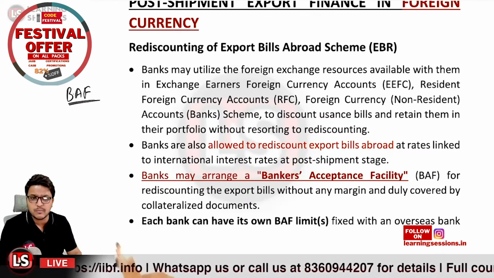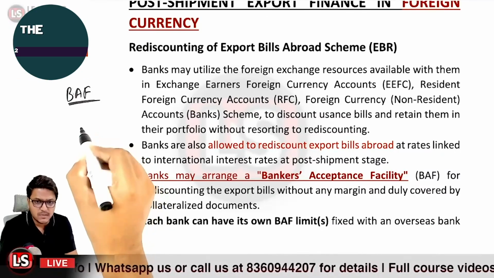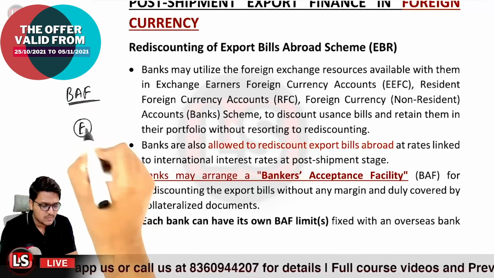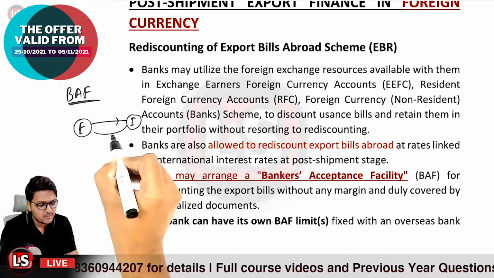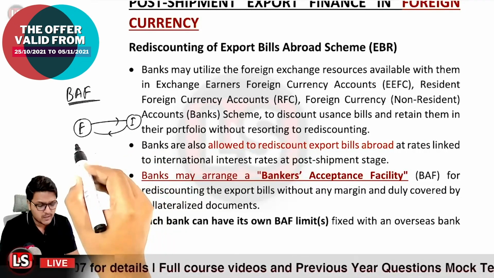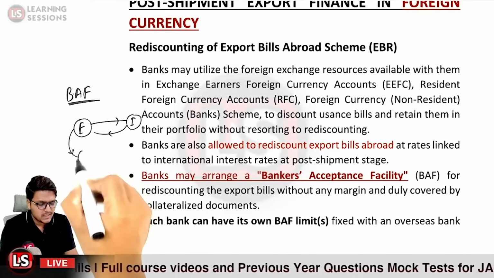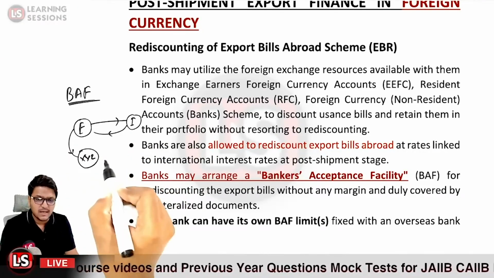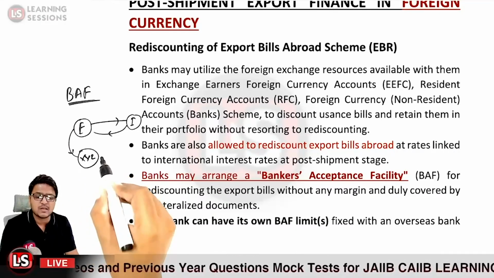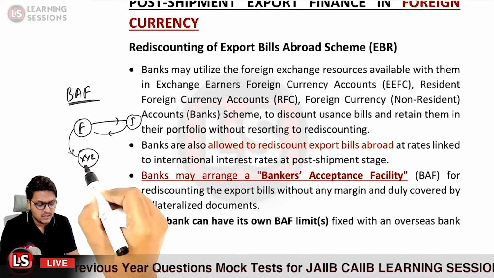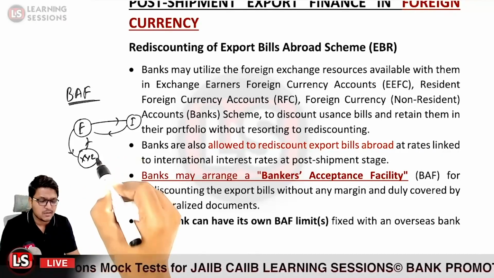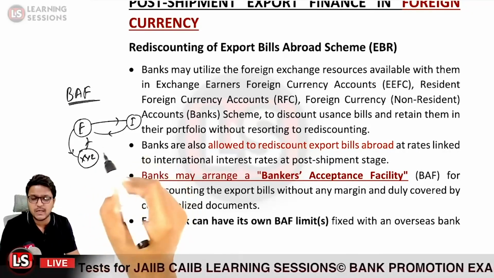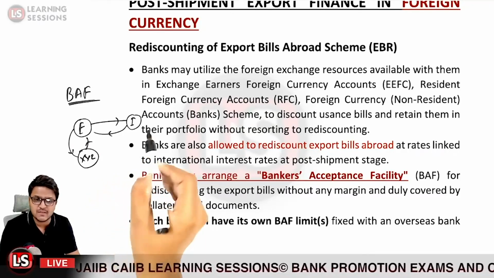Now, what is rediscounting? The simple criterion is that the exporter has drawn the bills and those have been accepted by the importer and have been given back to the exporter. Now, the exporter visited the bank, let us suppose bank XYZ, and XYZ bank now has the liability, the obligation to pay the exporter, and on or after the due date, the amount will be collected by XYZ bank.